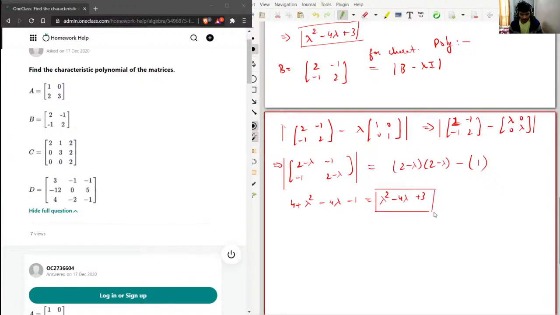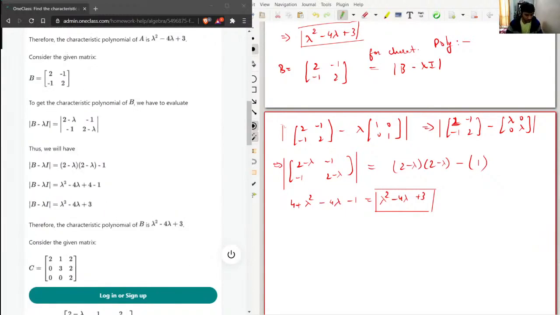I hope I haven't done any calculation error. So minus 4 lambda, then it is plus 4, then lambda square, and that was -1. So let's check the solution given here. The final is lambda square minus 4 lambda plus 3. So yeah, voila. So my solution is correct.